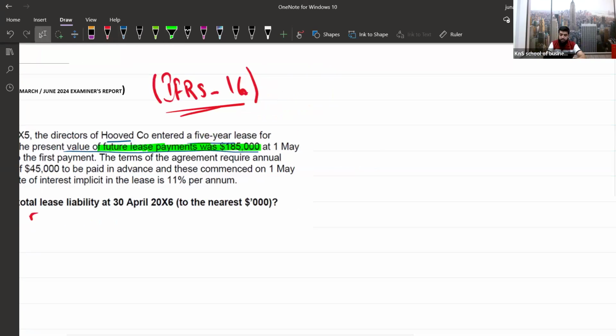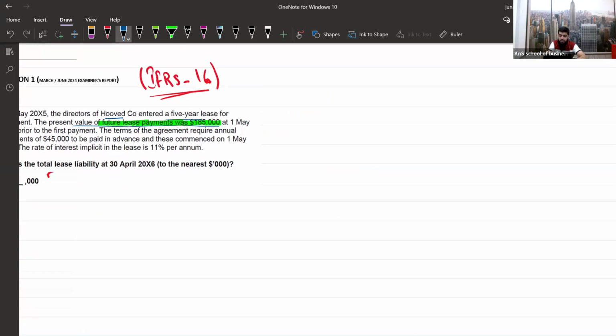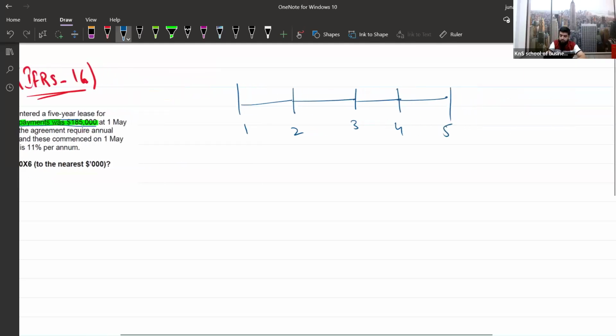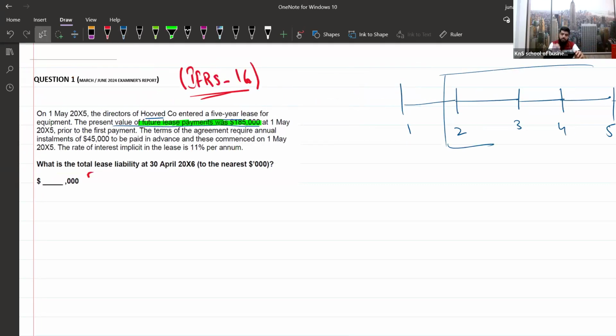Please do remember that if I'm talking about the present value of the future lease payment, and I'm making the 5 rentals, for example the first, second, third, fourth, and then fifth, then if this is the present value of future lease payment, the first rental is not included. That is basically the meaning of future lease payment. But now listen very carefully: the present value of the future lease payment was 185,000 at 1st of May 2005. Okay, perfect. But the second half of this sentence has clarified that this 185,000 is prior to the first payment.